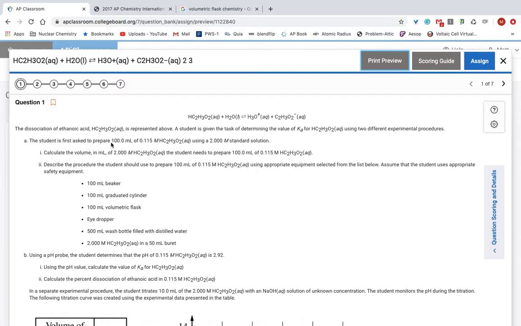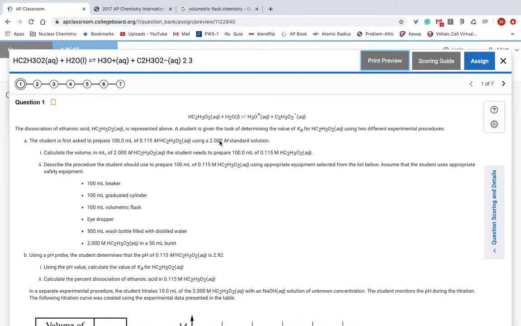Students first has to prepare 100 milliliters of 0.115 molar acetic acid from a 2 molar standard solution. So you've got this 2 molar standard solution of this weak acid. You can make 100 milliliters of this molarity. So this is a simple MV = MV problem. So this molarity times 100 milliliters equals this molarity times V. Divide and get the volume they will tell you how much of this you need. You do that, you need about 5.75 milliliters of this is the answer there.